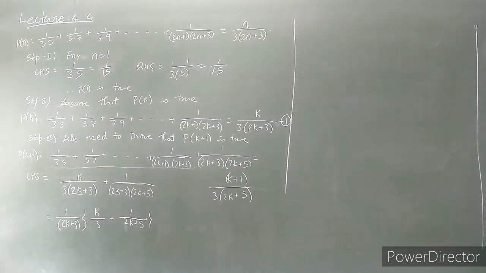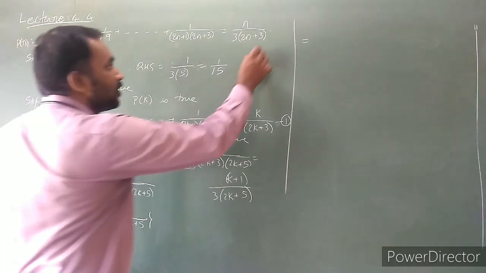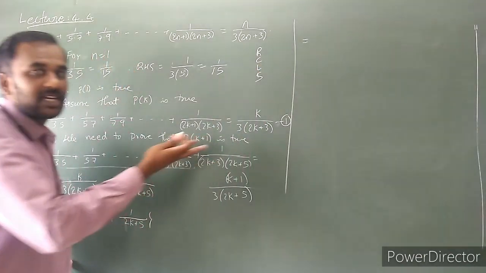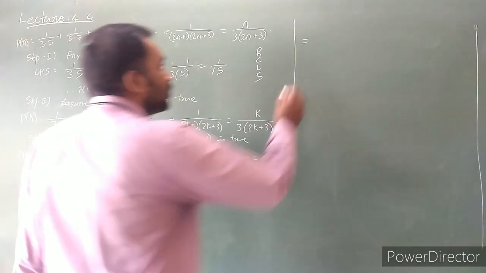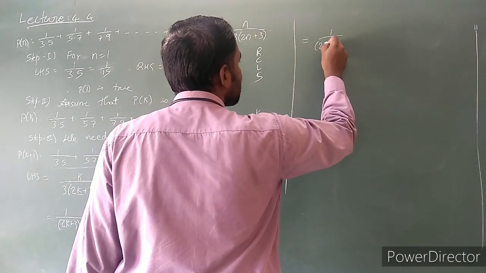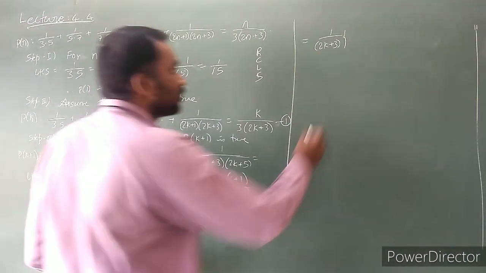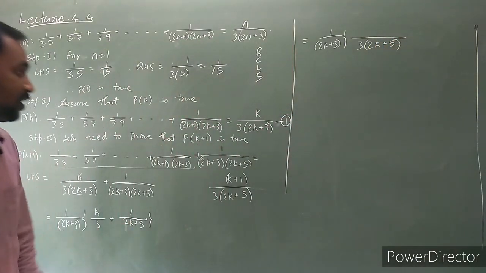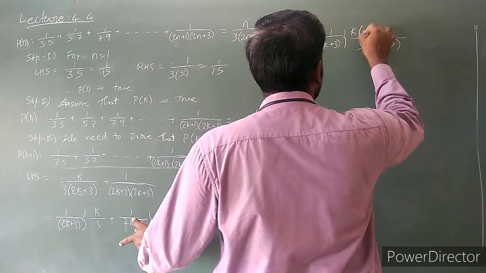Now take up the LCM. As I have already mentioned, after the replacement we can take the LCM or the common; those two steps might be interchanged. Anyway, let's take the LCM. 1 divided by 2k plus 3 as it is, into, taking the LCM in the bracket, 3 into 2k plus 5 is the LCM. k into, here 3 is multiplied by 2k plus 5.